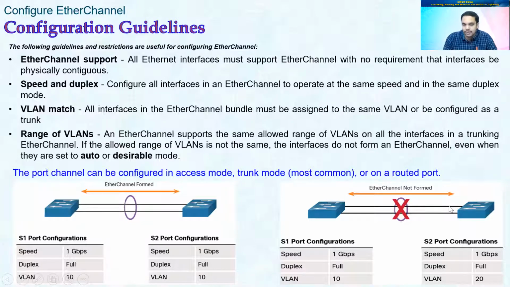Remember that the speed has to be the same. The duplex settings have to be the same. It also should belong to the same VLAN as well. Only then the EtherChannel will be created. Otherwise, it will not be created. So what are the commands?